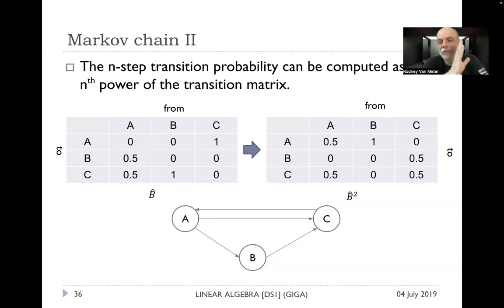Looking at node B, B is only connected to C. So if you look down the column B, going from B to A, 0 probability, B to B, 0 probability, B to C, 100 percent probability. And same thing from C. The only place you can go is A, and you always go.